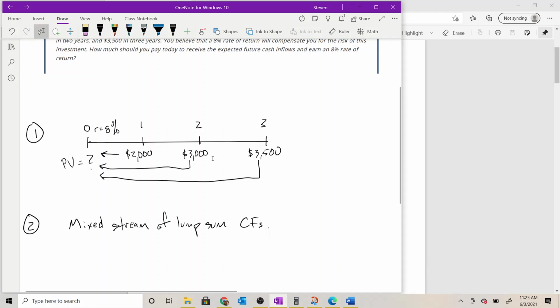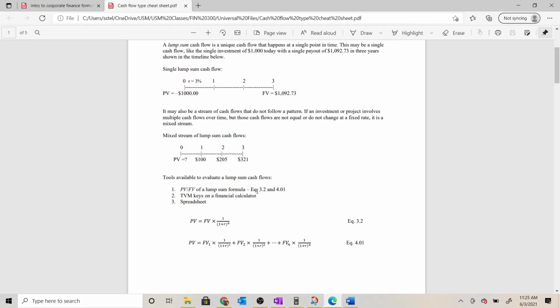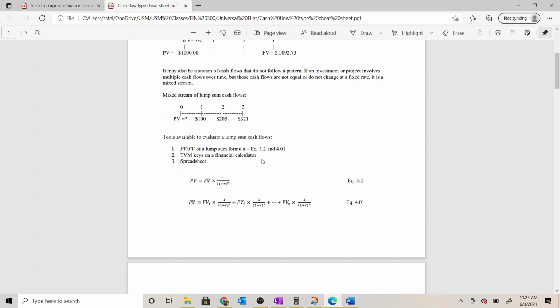All right, so once I've identified it as a mixed stream of lump sum cash flows, if I look back at my cheat sheet, I can see the tools that are available to evaluate this type of cash flow. I can use the present value, future value of a lump sum formula, which we see in two different forms now. In Chapter 3, we saw it as just a single cash flow, where present value is equal to future value, divided by 1 plus r to the n. In Chapter 4, when we have a string of lump sum cash flows like this, we can just take this same formula and repeat it over and over again, where the present value is equal to future value 1 divided by 1 plus r to the 1.